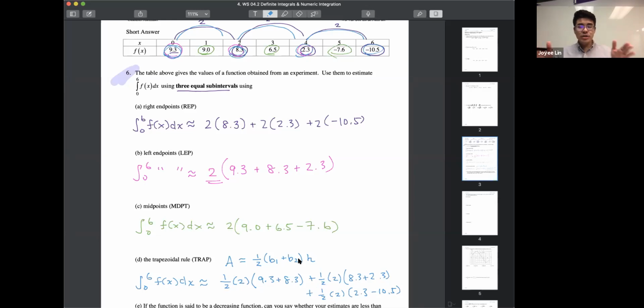Out of all of these, which one do you think is the closest approximation? A, B, C, or D? D, right? The trapezoid. The trapezoid is the most accurate.